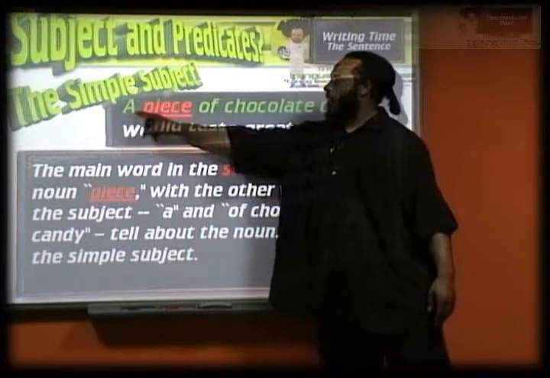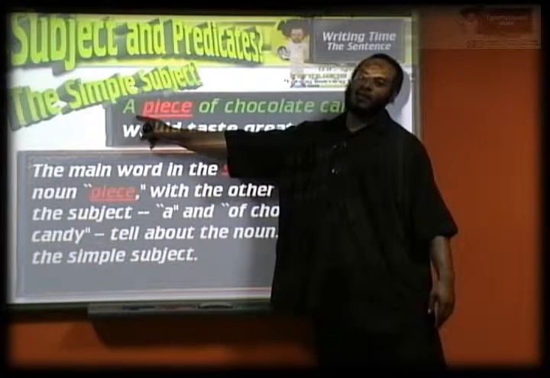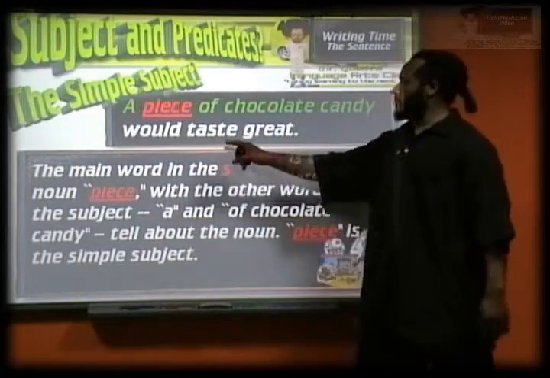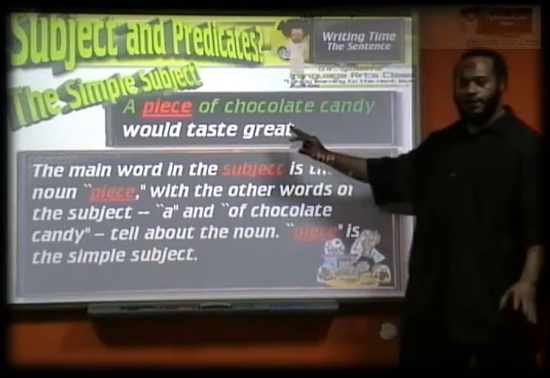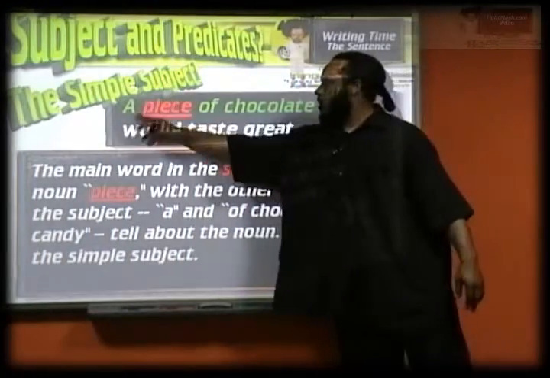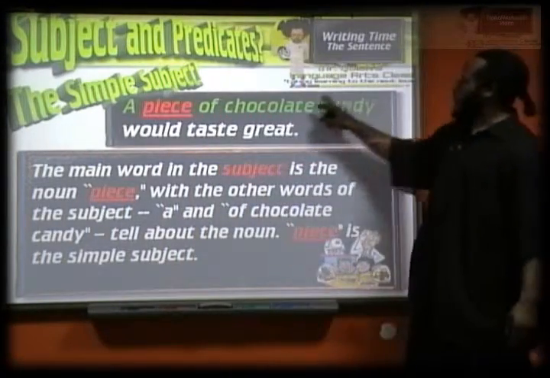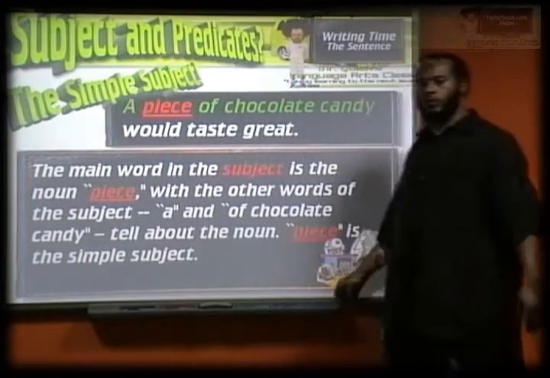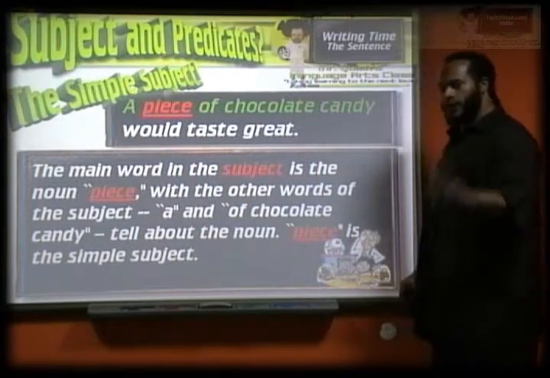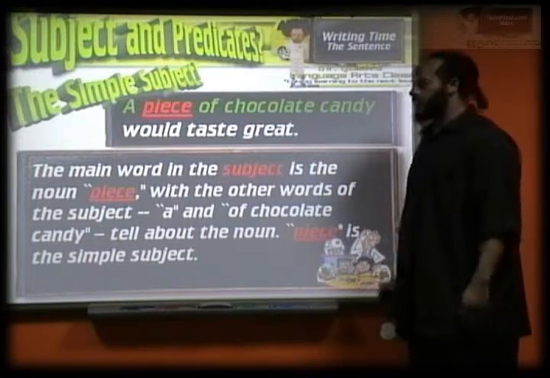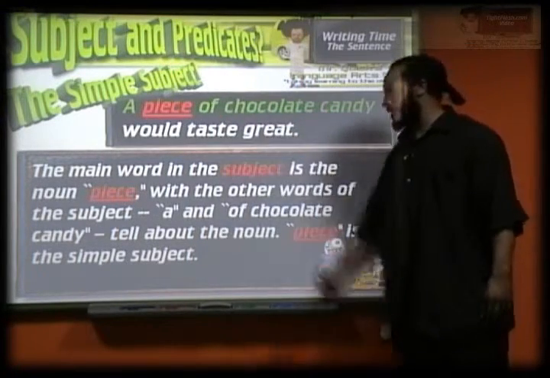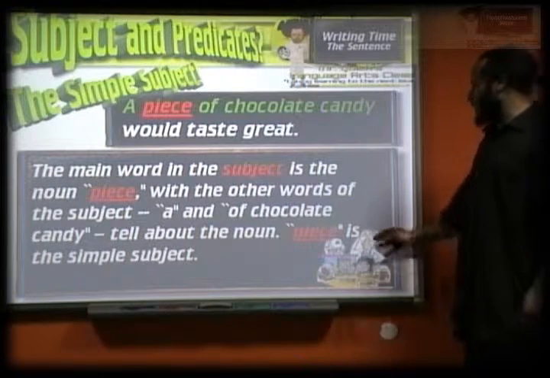And of course, we have our article here. Yes, and it's telling us in general that a piece of chocolate candy tastes great. We don't need the article here, and we don't need chocolate candy telling us what kind of piece it is. We don't need that when we're trying to figure out what the simple subject is. The simple subject is piece. Yes, and of course, piece is the simple subject.